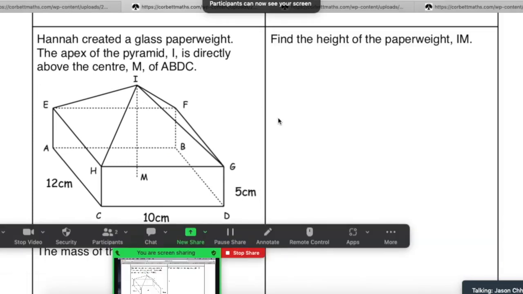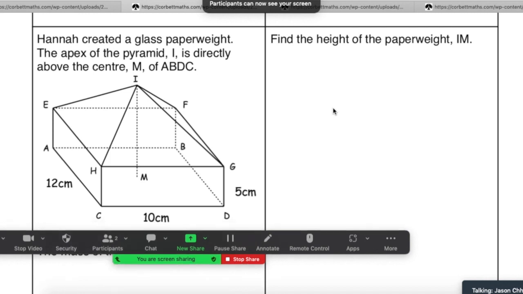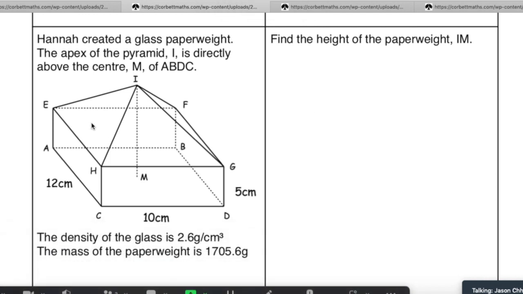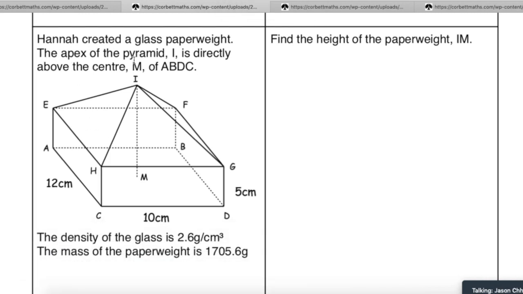Okay, let's take a look at this question. So Hannah created a glass paperweight. The apex of the pyramid, I, is directly above the center, M, of ABCD. So we've got A, B, C, D. The density of the glass is 2.6 grams per centimeter cubed. We're given the density.